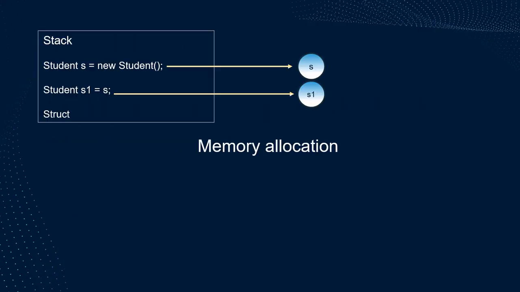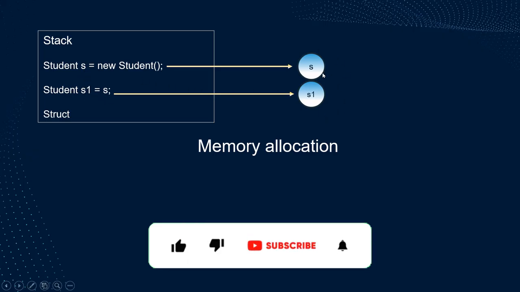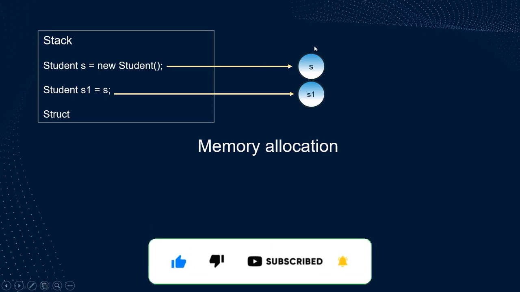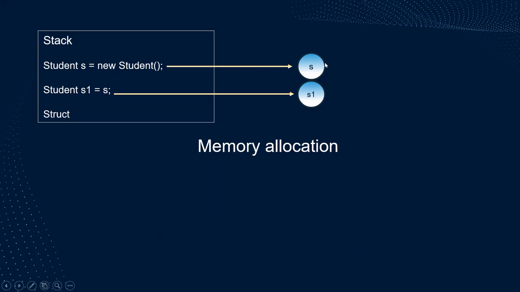So let's look at the memory allocation in case of structure. Let's say I have created one structure, student s equal to new student. And then if I write student s1 is equal to s, it means there are two memory allocations here. One is for s and another is for s1, and both are pointing to two different memory locations. So there are basically two students here, s and s1.